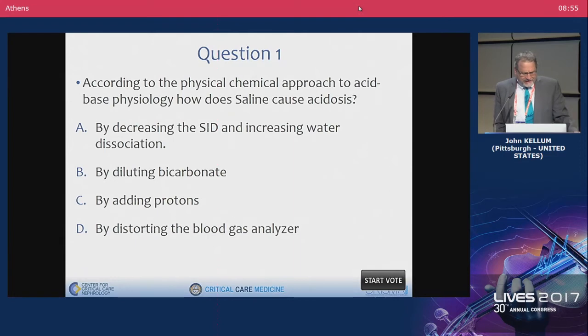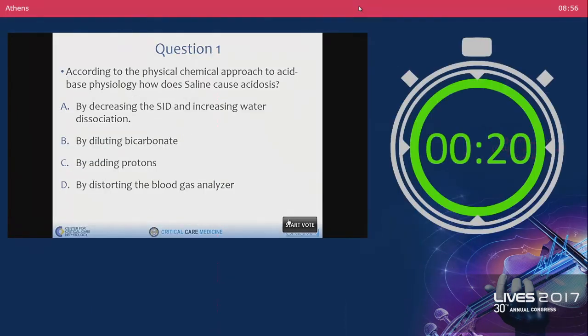Does it do so by decreasing the strong ion difference and therefore increasing water dissociation? Does it do so by diluting bicarbonate? Does it add protons, or does it distort the blood gas analyzer? I'll ask you, if you have your application, to vote on that. And hopefully we'll have at least 4 people voting so we have some sense of the room's feeling about that.